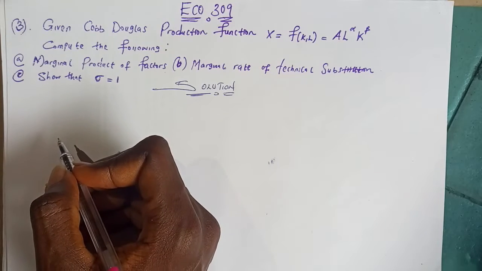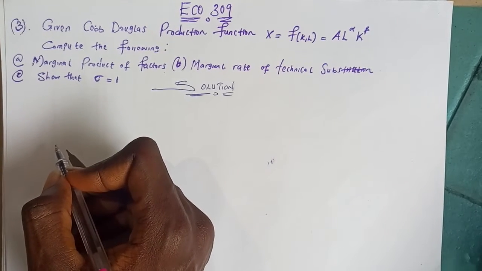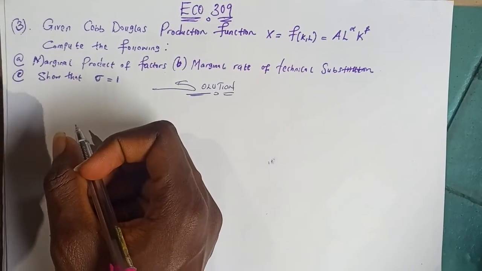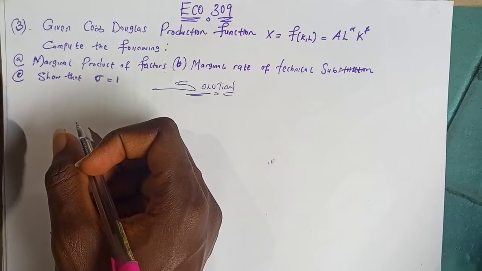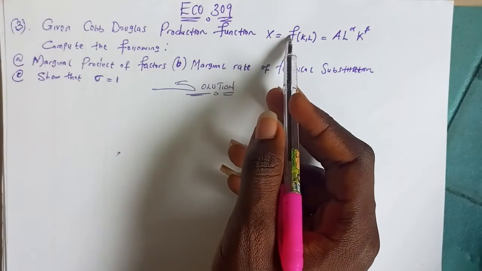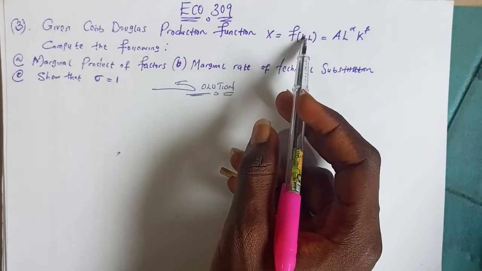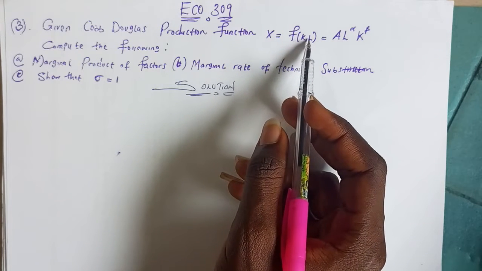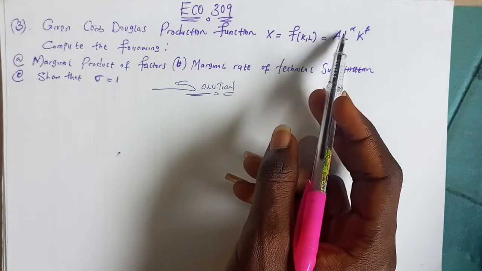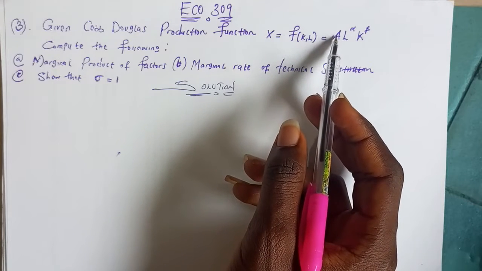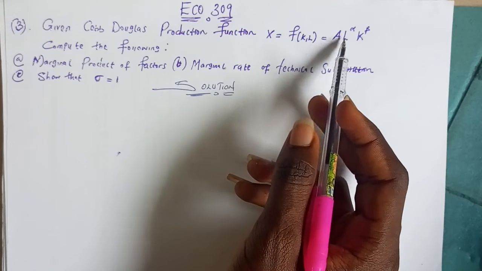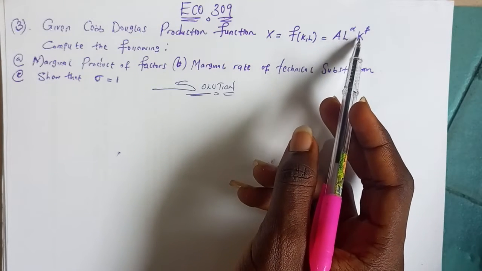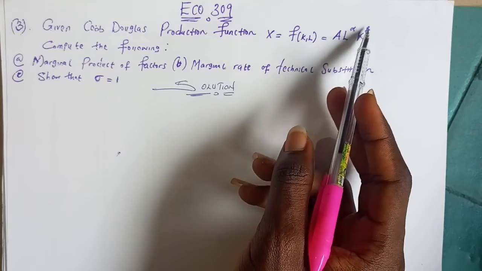Welcome to another video based on the Cobb-Douglas production function. Here we have the Cobb-Douglas production function given as x equals a function in terms of K and L, where K represents capital and L represents labor. We also have a productivity parameter A, with L raised to the power of alpha, where alpha is the capital share, multiplied by K raised to the power of beta.